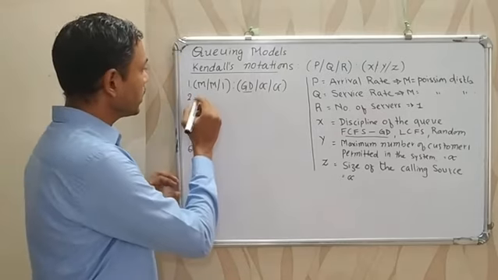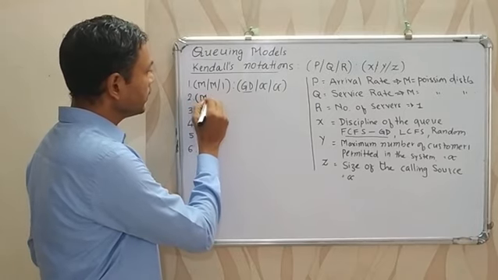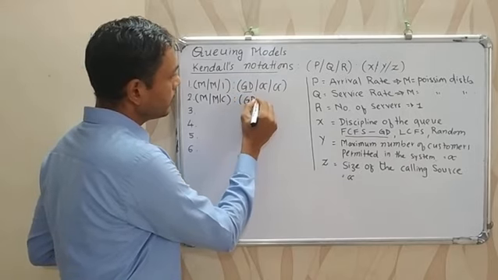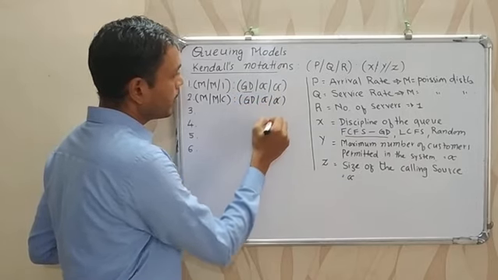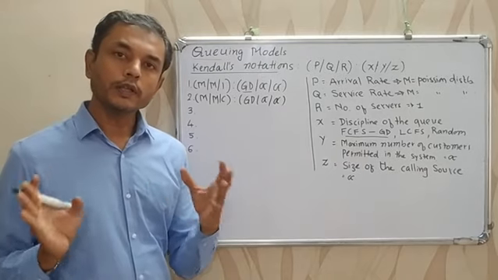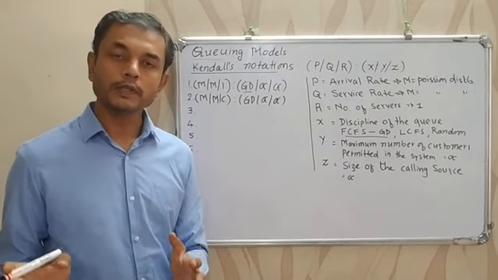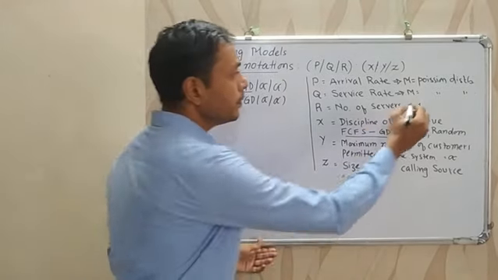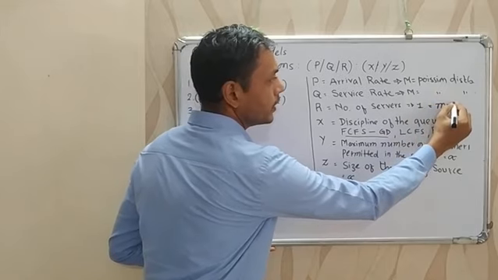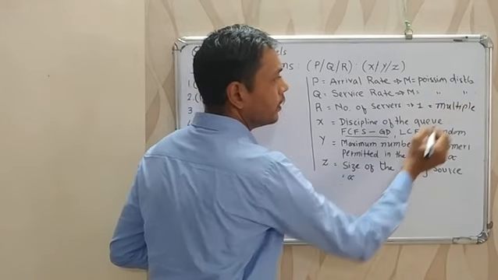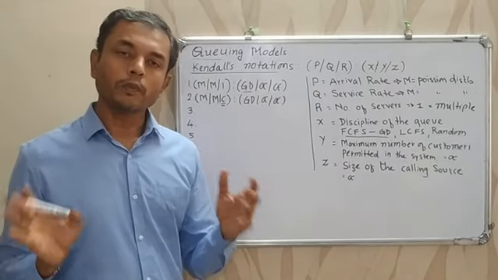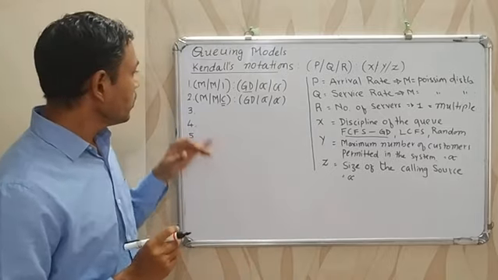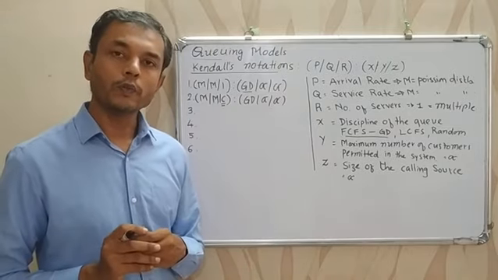Let's now note the second model, which is represented as M/M/C, GD, infinite, infinite. The second model is similar to the first model, but the difference is that the number of servers becomes multiple. C represents multiple servers, so the number of counters for serving customers is more than 1. So this is known as the second model of the queue.